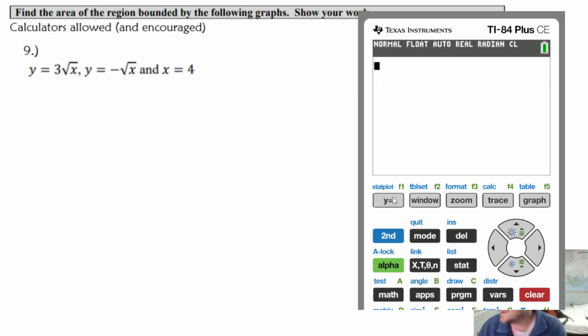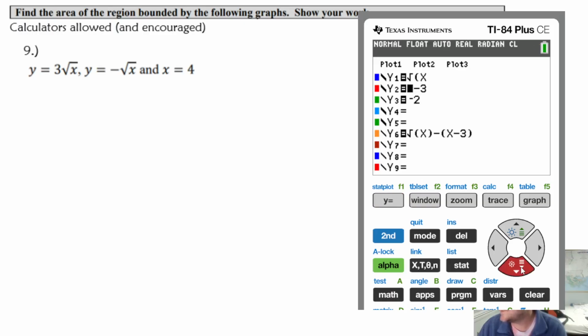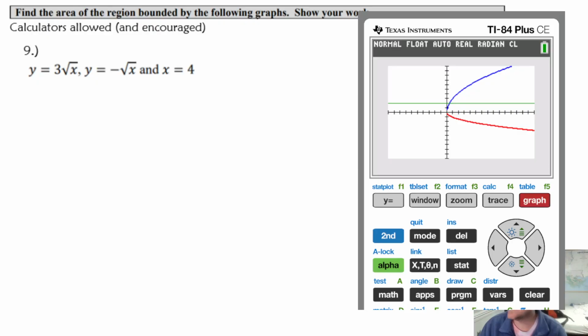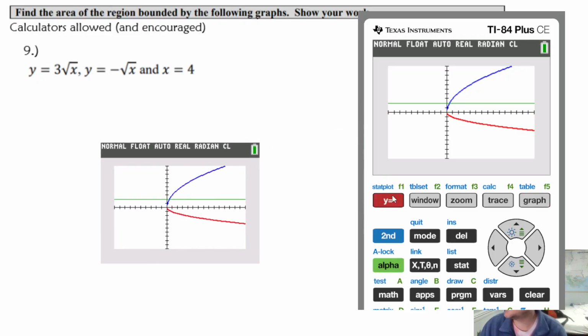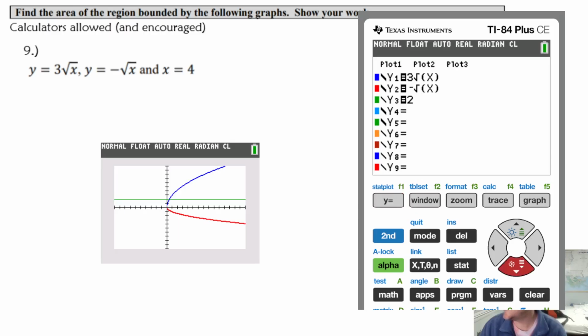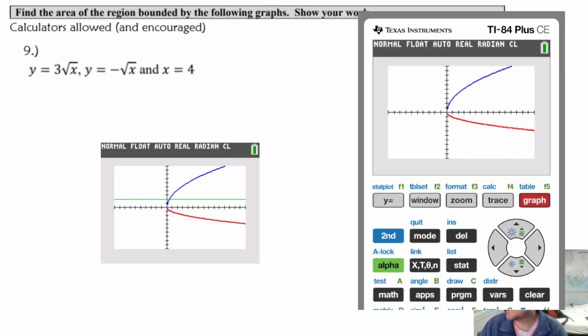Let's do it. All right, so to do this all again, just clear all this junk out of your calculator. I want 3 root x, so just insert a 3. Then I want negative root x. So that's looking good. And then I want a vertical line at 4, which I can't generate, so too bad. But if you graph these two, it looks like this. Where'd that guy come from? I didn't delete him? My bad. Okay, graph this.